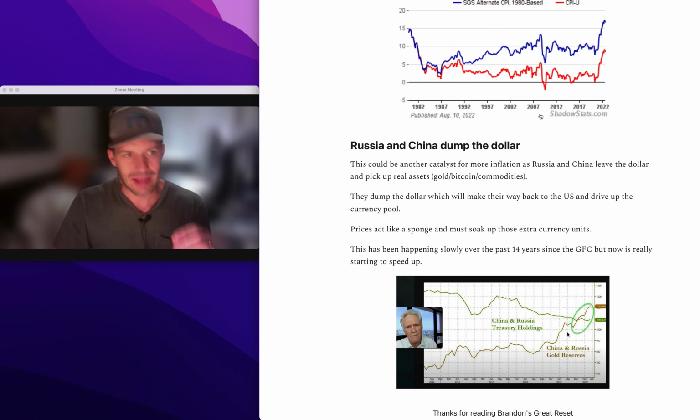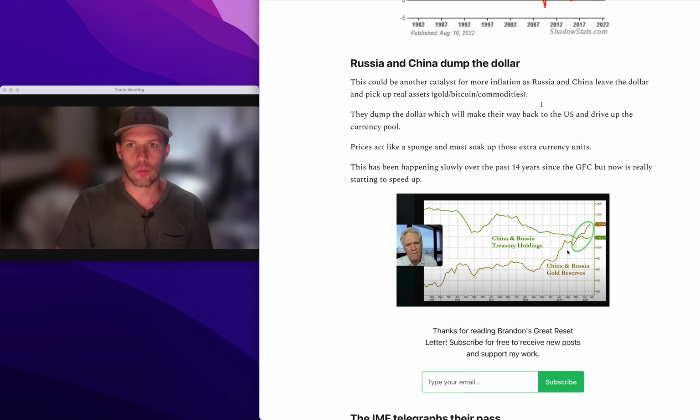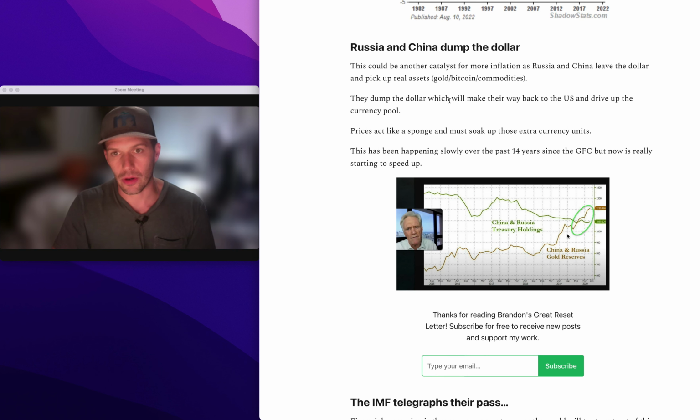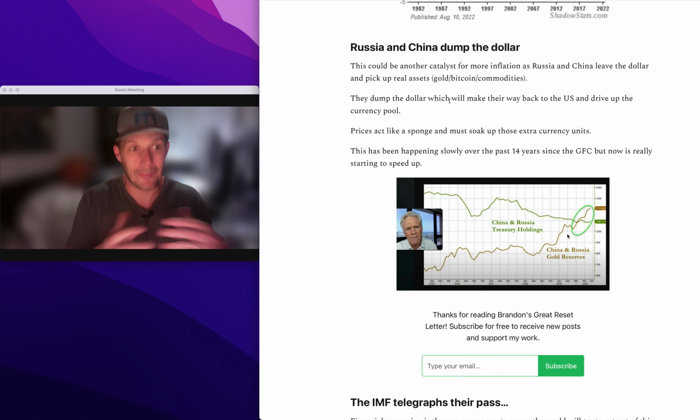Russia and China dump the dollar. This could be another catalyst for more inflation as Russia and China leave the dollar and pick up real assets: gold, Bitcoin, commodities. They dump the dollar, which will make its way back to the U.S. and drive up the currency pool. So there's more currency now in circulation. As they're exiting that dollar, it's got to come somewhere, and it's going to come back to the U.S.